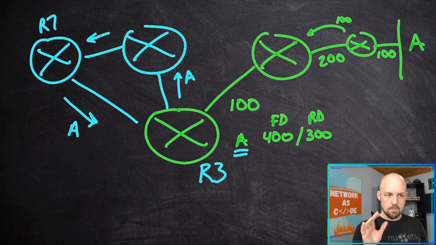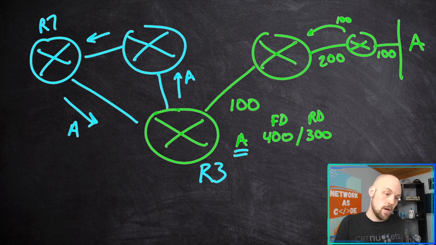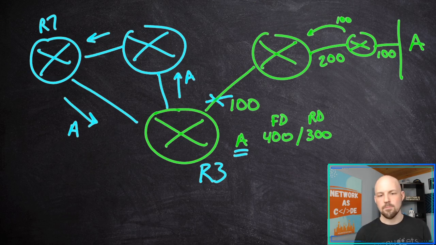So, how do we prevent this from happening? Well, the way we prevent this from looping, I should say, like what if router 3 trusted router 7? What if router 3 happened to lose this connection right here just at the very moment that router 7 advertises that it's got a route to A? Now all of a sudden we have this network loop problem or what have you.